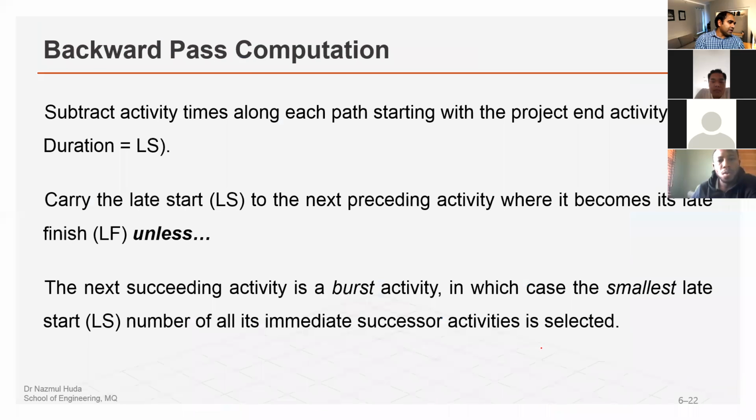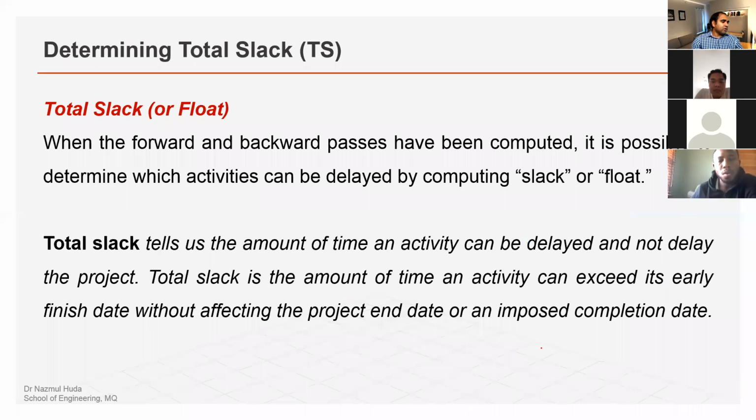There are two types of slack in any project network diagram. We have the total slack, or we also call it float. So float is something like, when the forward pass and the backward pass numbers are ready in the project network diagram, we see the differences between the early start and late start. That is the total slack.